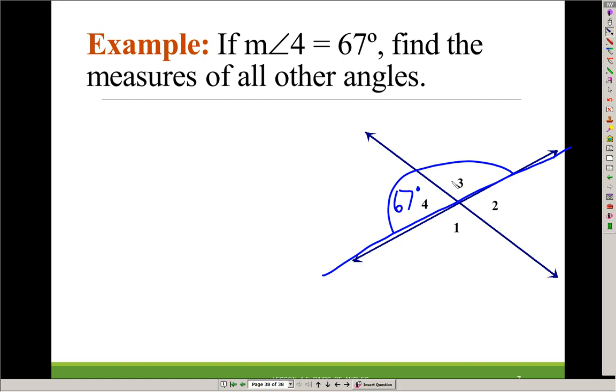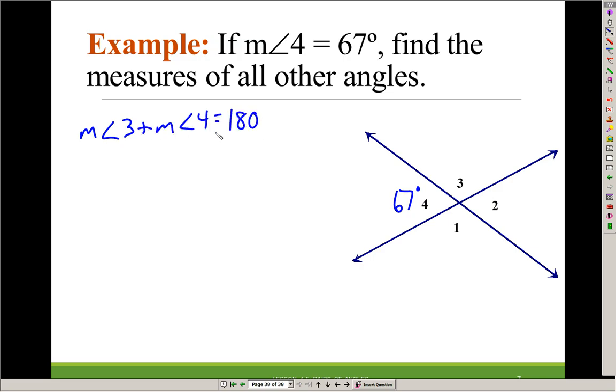So angle 3 and angle 4 add up to 180. So let's do that. Measure of angle 3 plus the measure of angle 4 equals 180. And I know that the measure of angle 4 is 67. I'll substitute that in and solve. Did you see what the equation was and how it related to what we said a second ago? Part plus part equals 180. We're seeing it already.